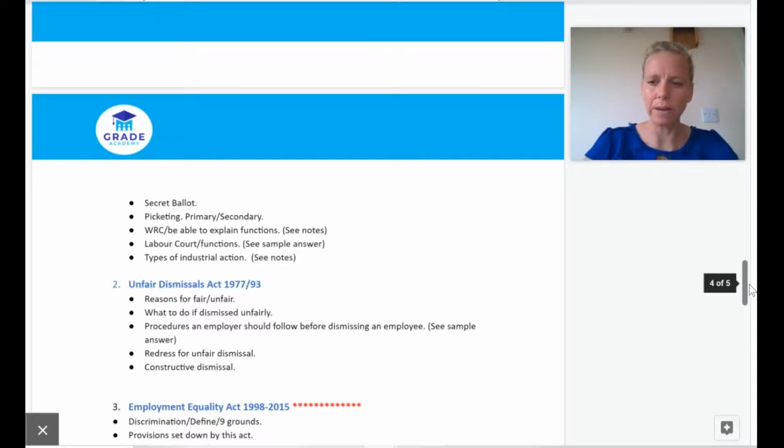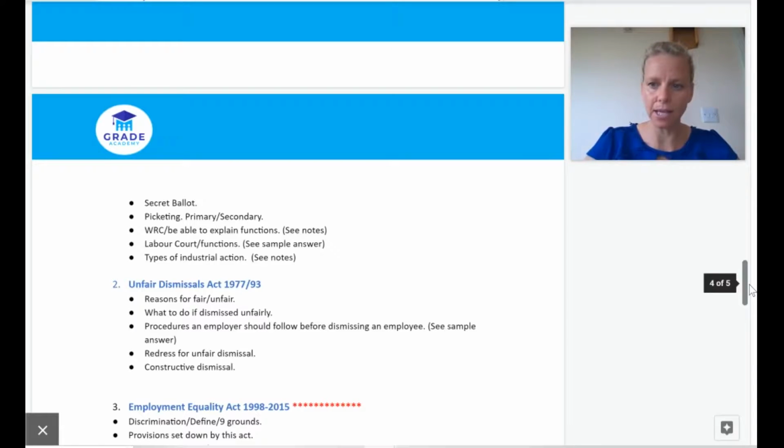Okay, so you should all be able to talk about your secret ballot with primary picketing and secondary picketing. Be able to explain both of those. Next one then we have is the WRC. Now this has replaced your LRC, your Workplace Relations Commission. So be able to explain your functions on those, and I've given you notes on that.